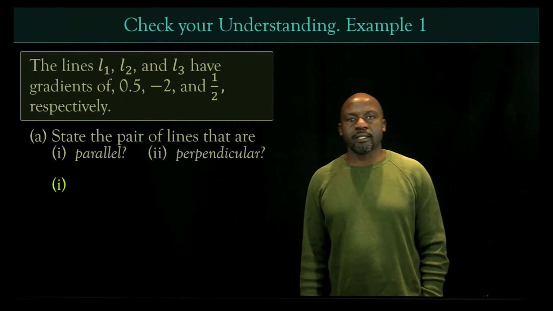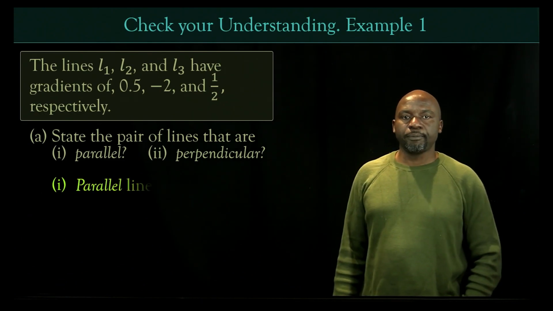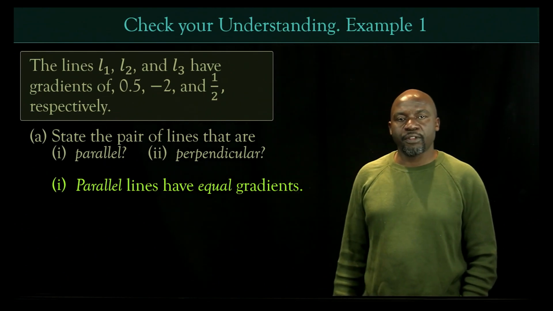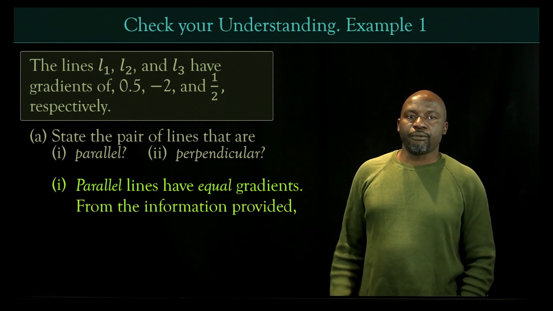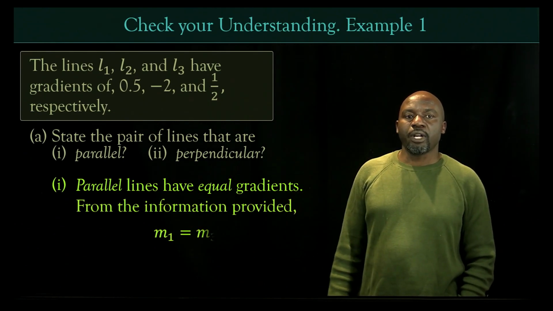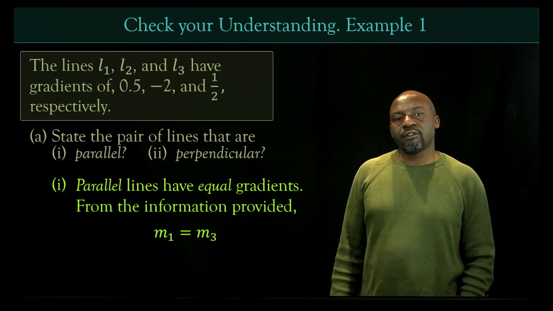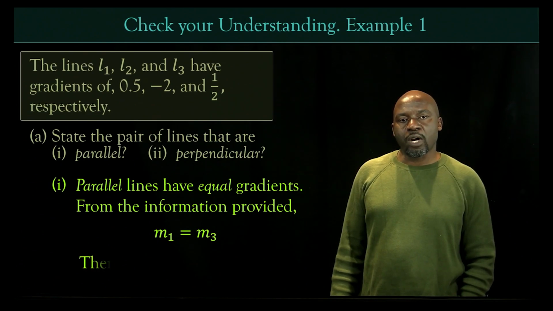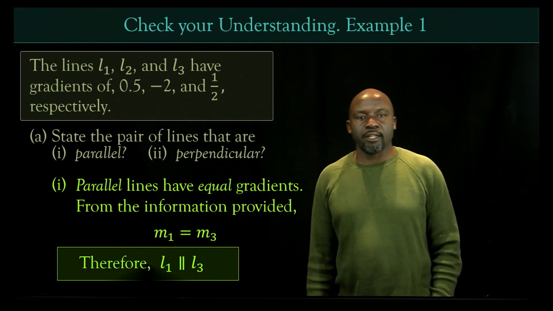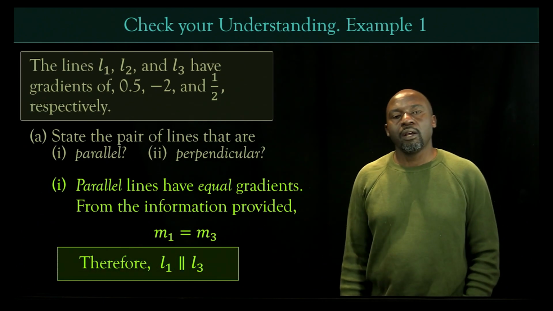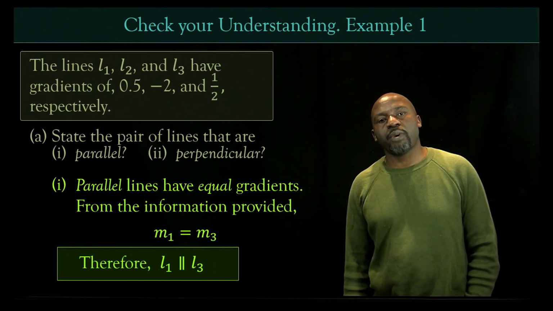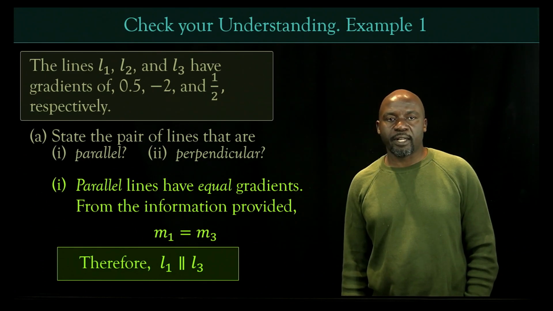Okay, here's the answer to part 1. Parallel lines have equal, or the same, gradients, and for that reason, from the information that is given, we can conclude that the gradient of line 1 is the same as the gradient of line 3, and so line 1 is parallel to line 3. Okay, what about part 2? Part 2 is asking which pair of lines are perpendicular.